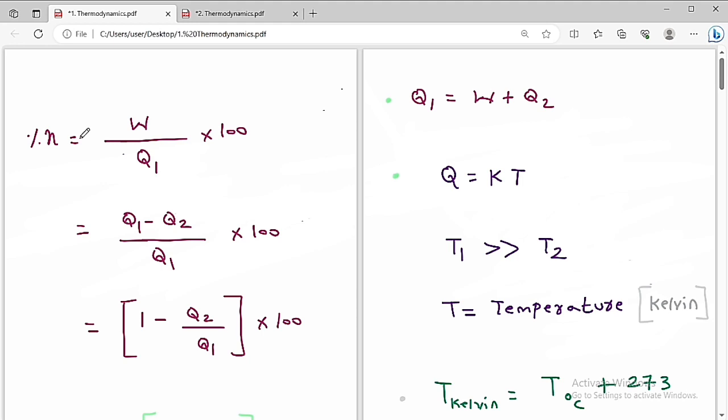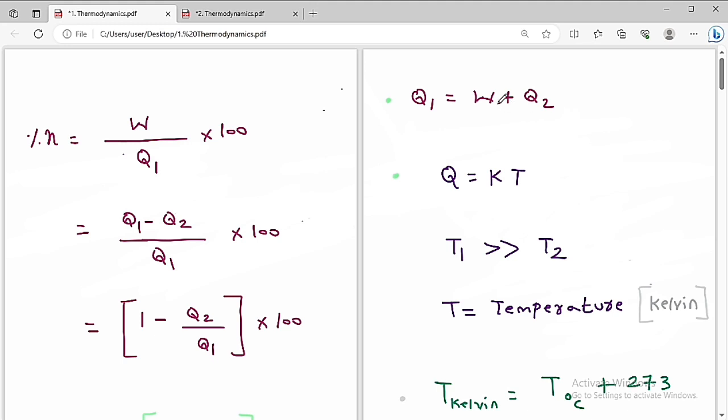And you know, Q1 is always equal to W plus Q2. This formula is valid for the heat pump, for the engine as well as the refrigerator. So this equation is the same for both the engine as well as the refrigerator also. Q1 is nothing but the amount of heat supplied to the engine, W is nothing but the amount of work done by the engine, and Q2 is the amount of heat which is rejected by the engine.